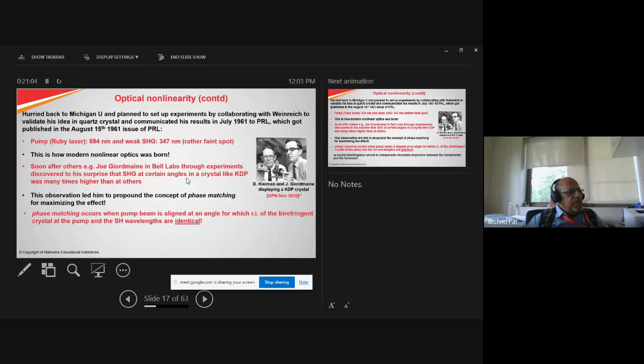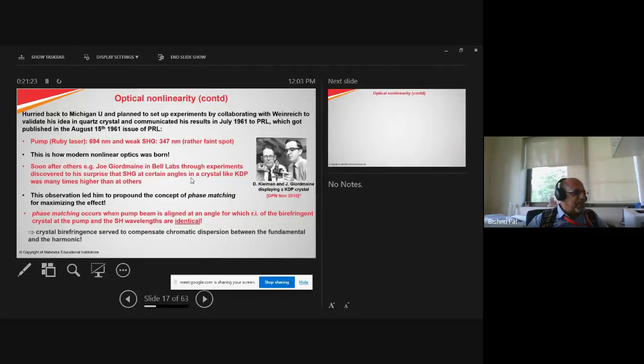Phase matching occurs when a pump beam is aligned at an angle for which the refractive index of the birefringent crystal, KDP, at the pump and the second harmonic wavelength are identical. Then we would say that the new frequency which is generated is perfectly phase matched with the input pump beam frequency or wavelength. The crystal birefringence here serves to compensate the chromatic dispersion between the fundamental and the harmonic.